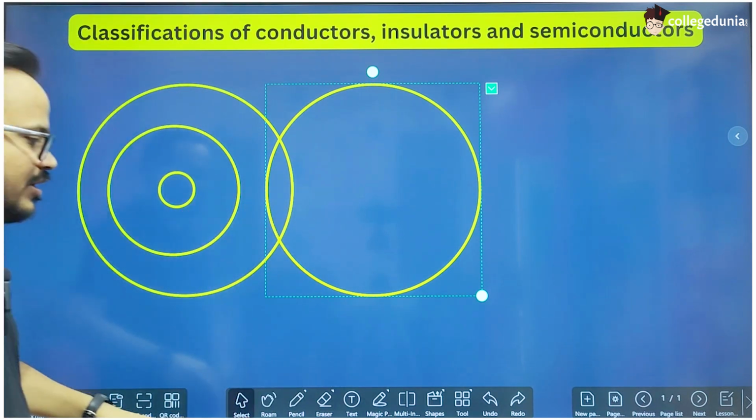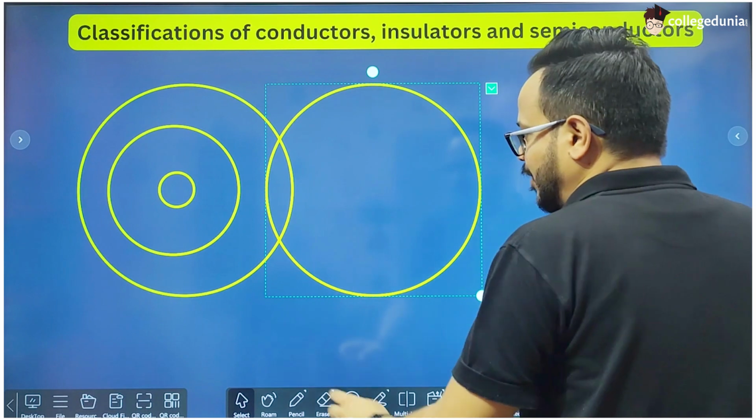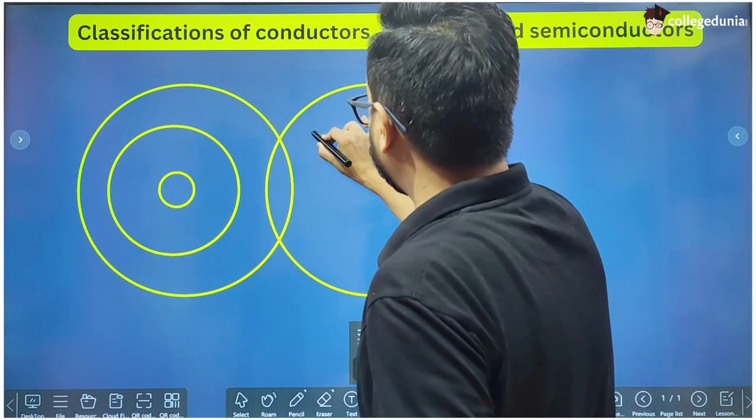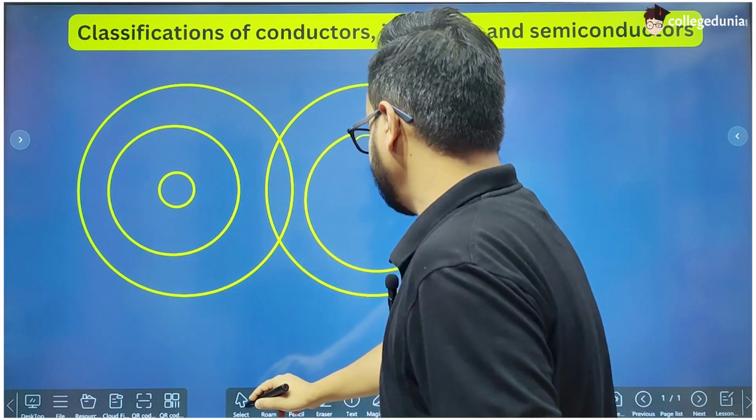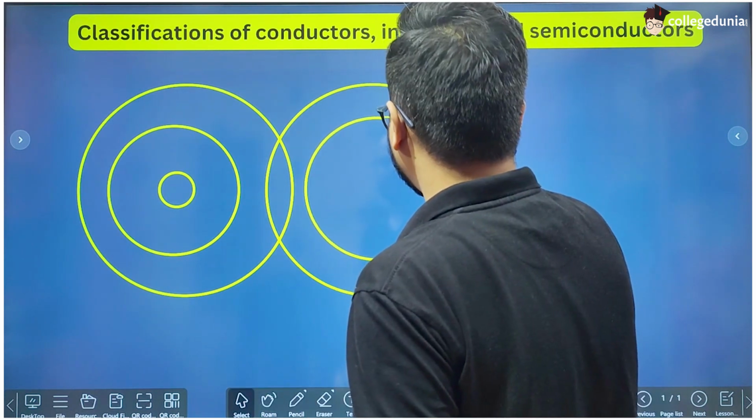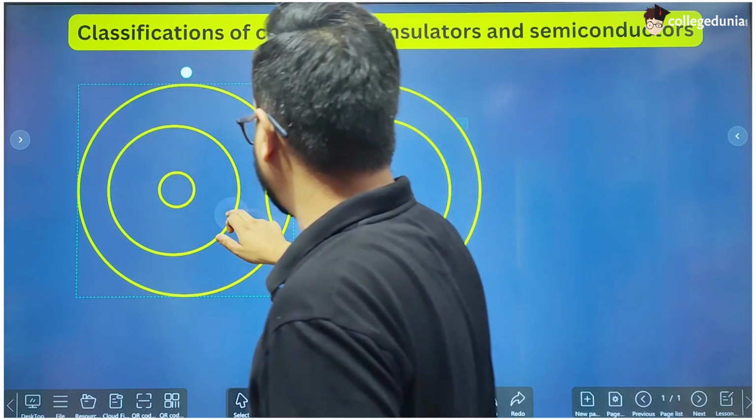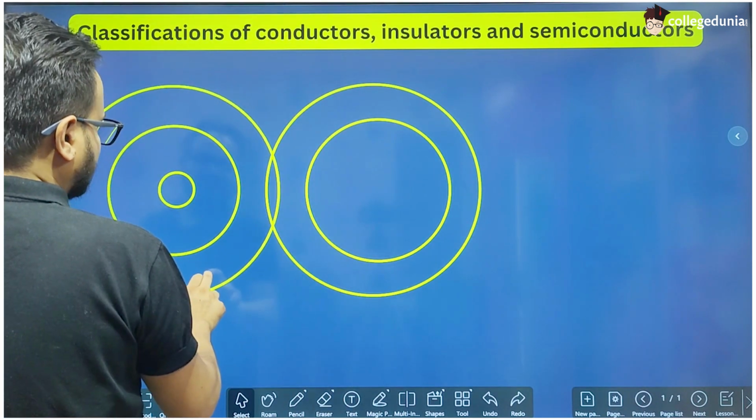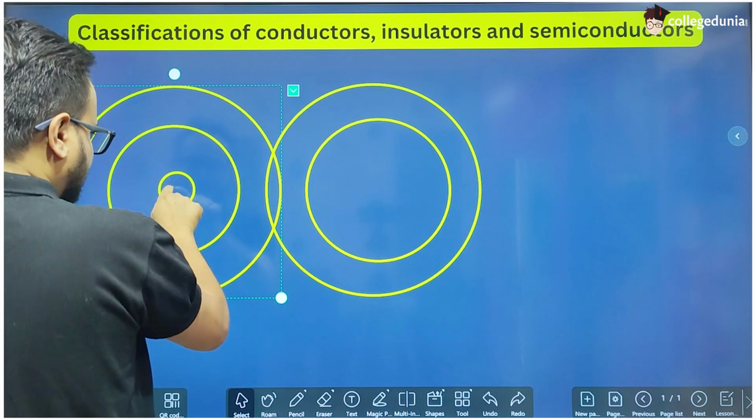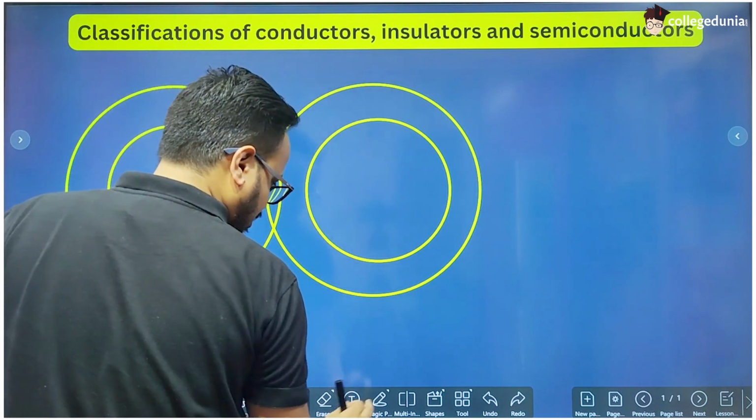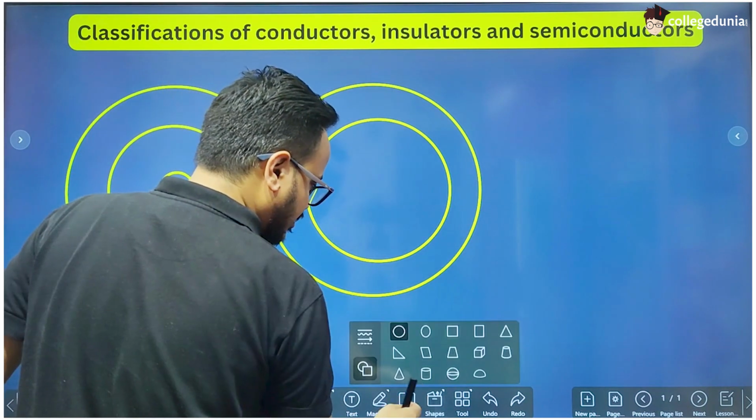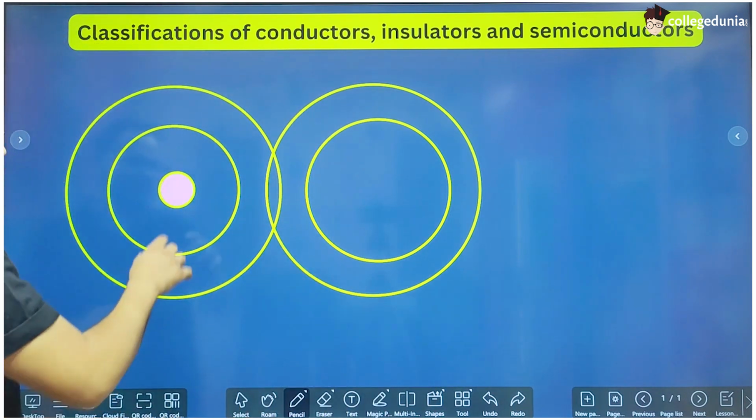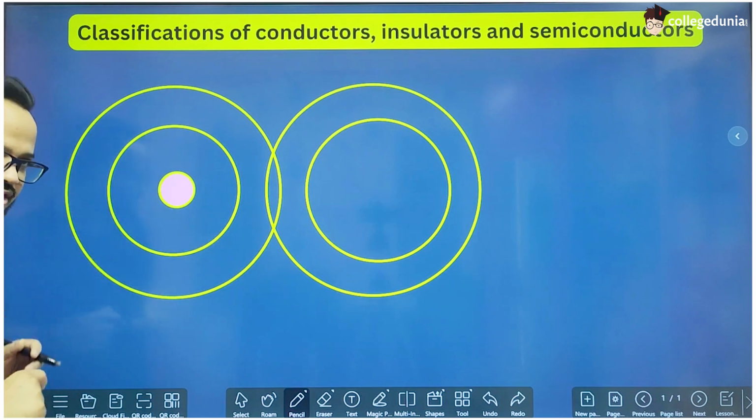They are overlapped, they are going into each other, but the internal shells are separated from each other. This is the internal shell. Suppose this atom has two shells. So this is the nucleus, and this is the first shell, this is the second shell.